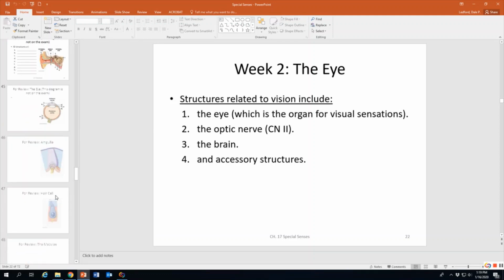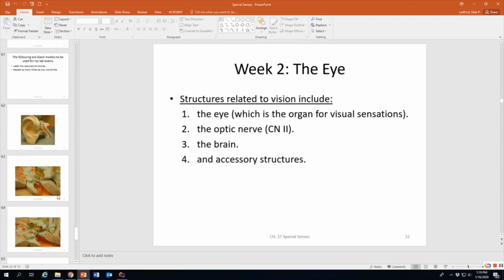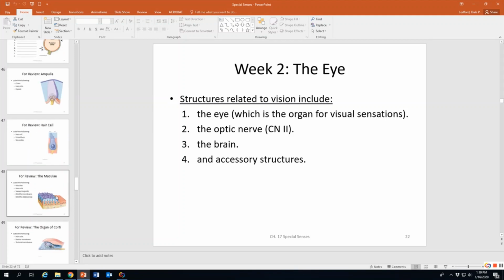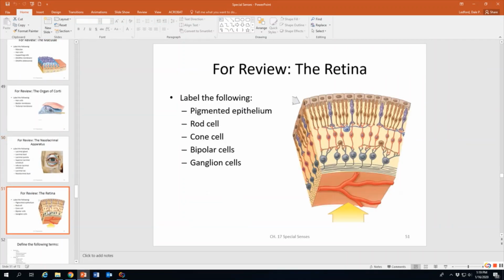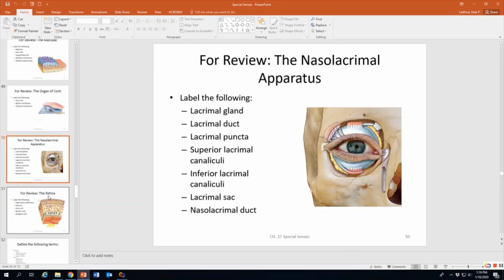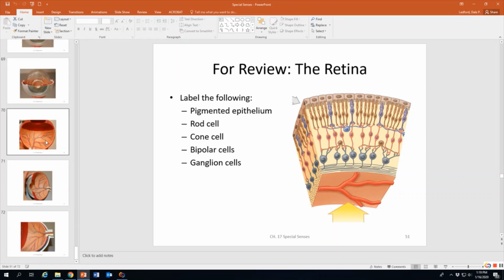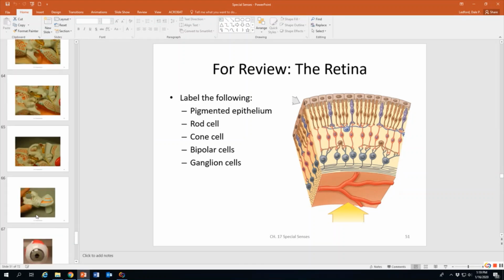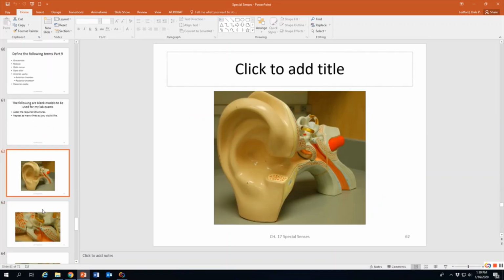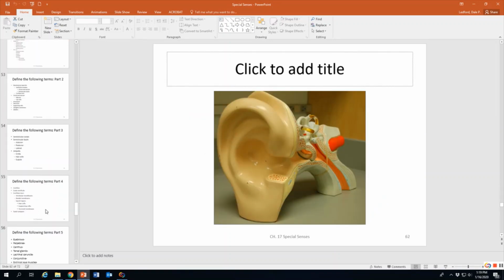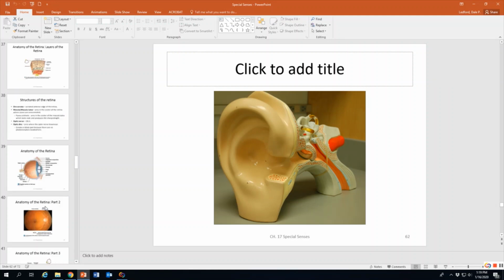go to the very end of the PowerPoint, you're going to find two things here. Number one is a set of blank diagrams that will be used for exams as well. And then back here is another set of blank diagrams that I give. These also will be used on the examinations. So let's pick up with where we left off.